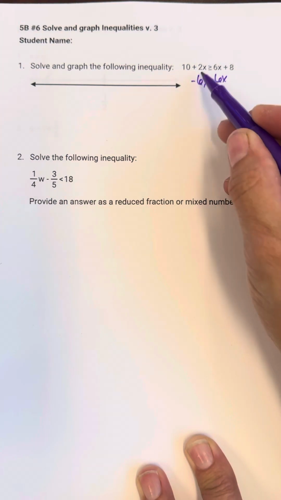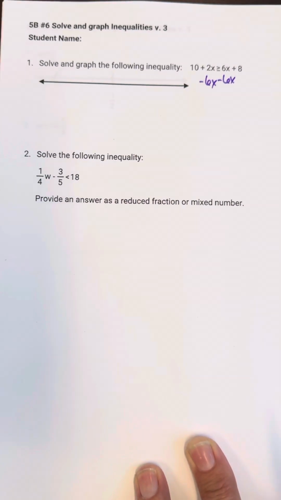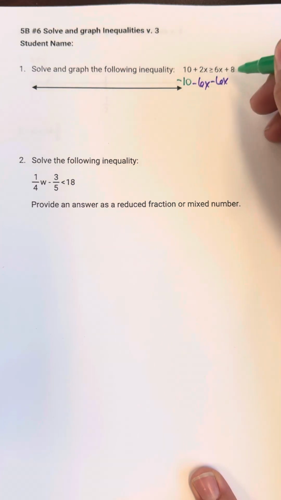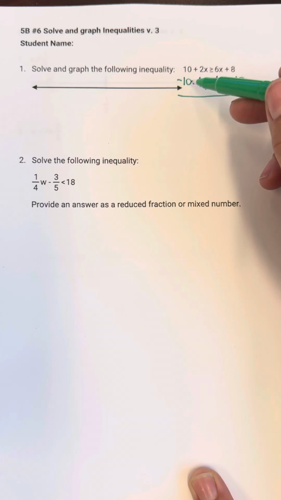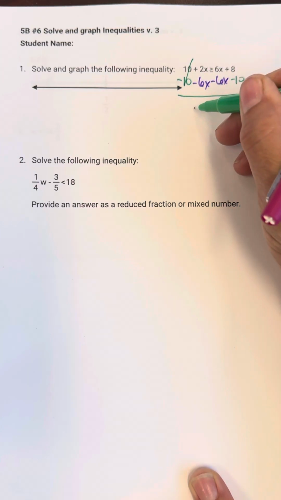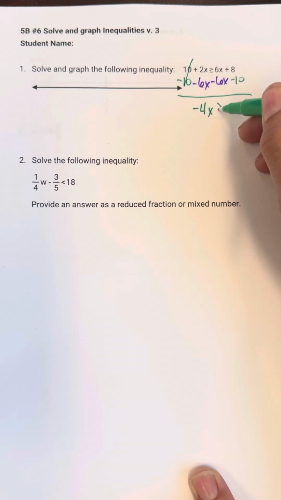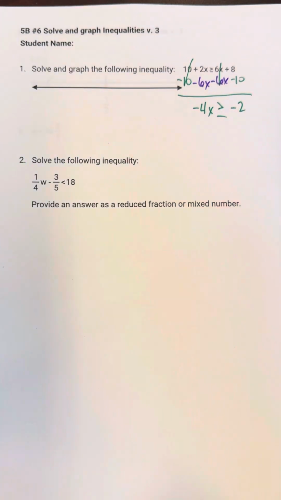And since we're putting the x's on the left, then we can go ahead and get rid of the 10. So the opposite of a positive 10 is a negative 10. And again, whatever you do to one side, you do to the other. So 10 minus 10 goes away. 2x minus 6x is negative 4x. The greater than or equal symbol comes down. And 6x minus 6x goes away, and 8 minus 10 is negative 2.